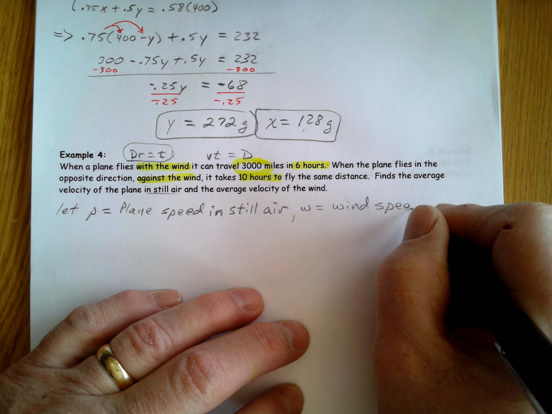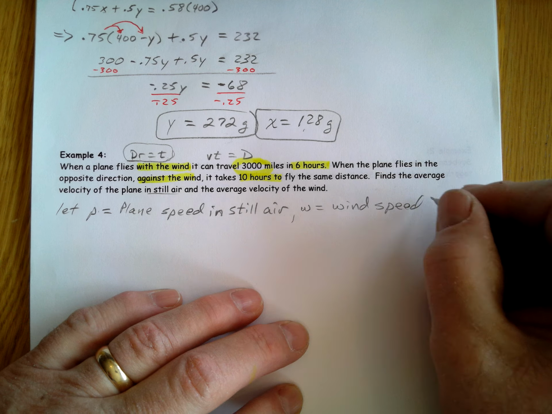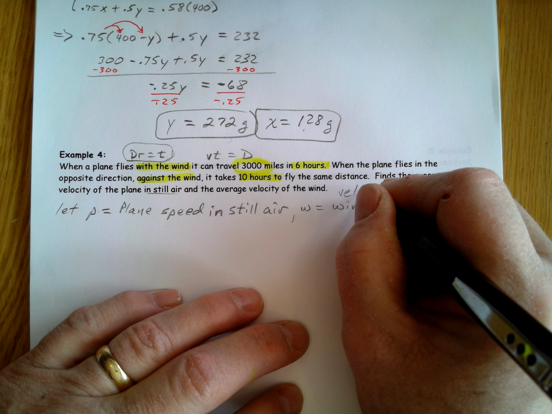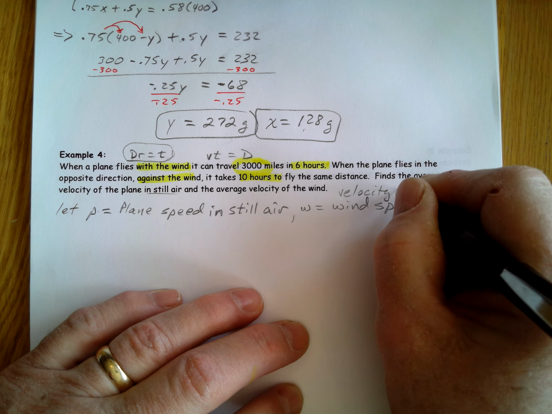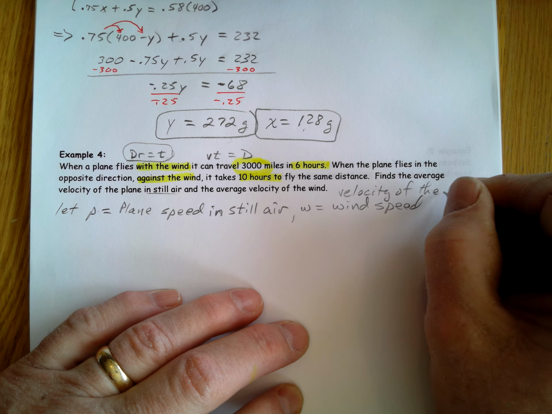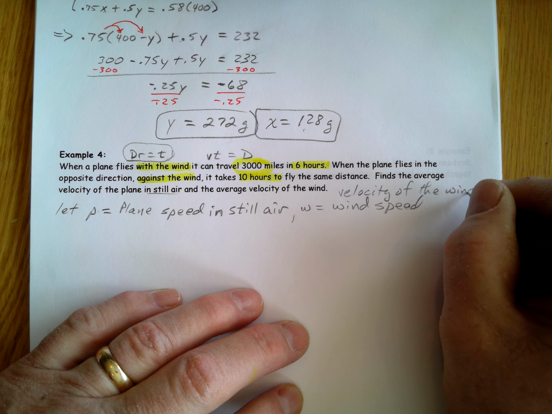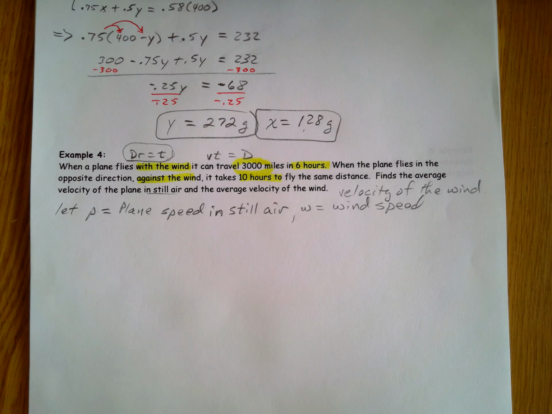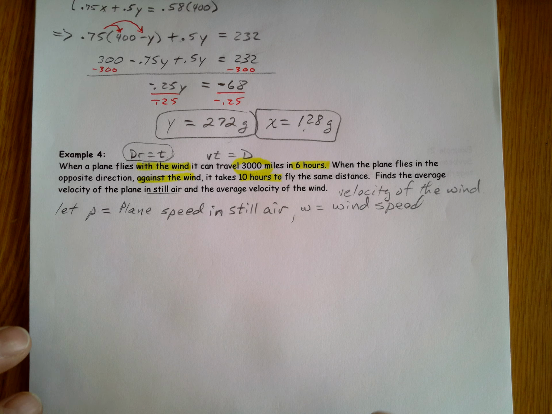Or velocity of the wind. You could have said velocity of the wind. They mean the same thing. I'm good with either one. Okay? Velocity of the wind, wind speed. Now, here's the way I do these problems.